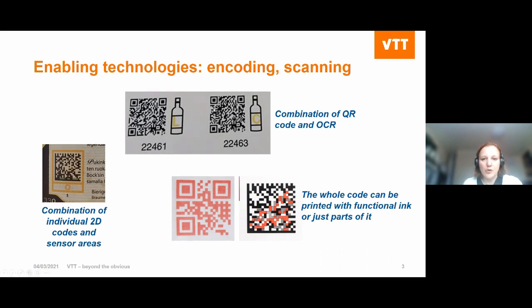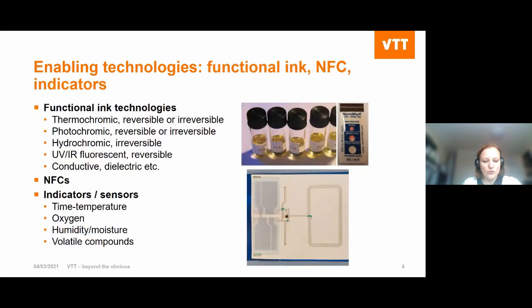At the top is another option where there are no sensor areas inside the code, but more like these yellow letters inside a bottle that are used for optical character recognition. For achieving this type of codes, certain enabling technologies are required, such as these functional inks. There already are several commercial functional inks available that could be used as the sensing area mentioned in the previous slide. But there are also indicators and sensors that could be used together with the 2D barcodes or NFC tags to enable smart tags.